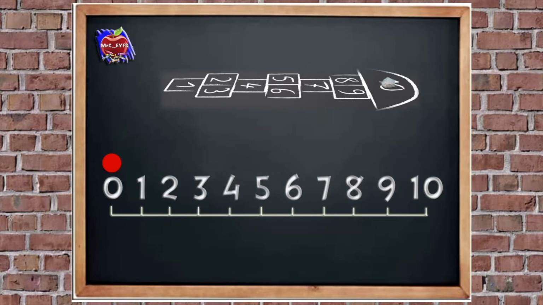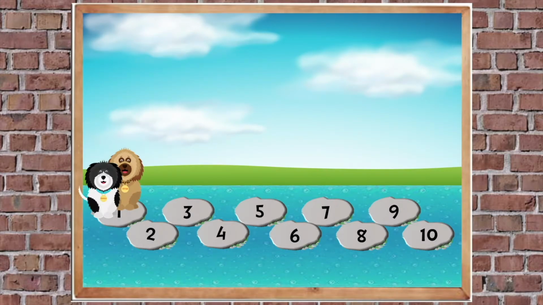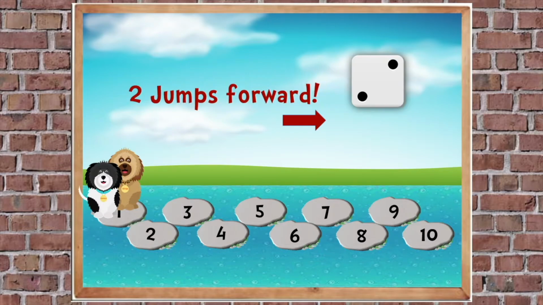Good job. Right, Betty and Barney are on some stepping stones. They're both starting on number 1. And we're going to play a little game. I'm going to roll the dice and they have to do that number of jumps forward to get to number 10. So here we go. How many jumps do they need to do? 2. Excellent. So 2 jumps forward.